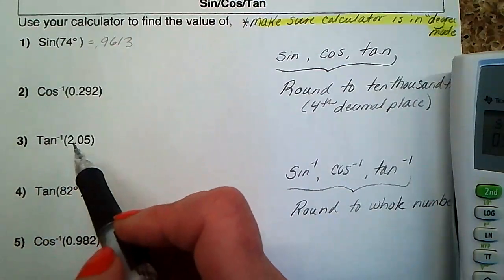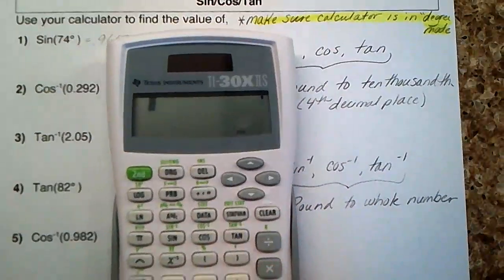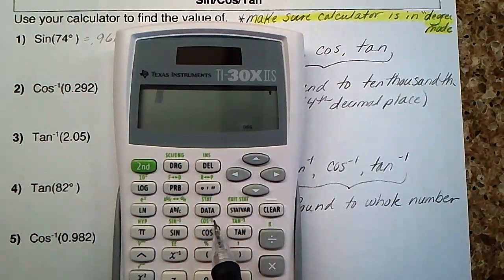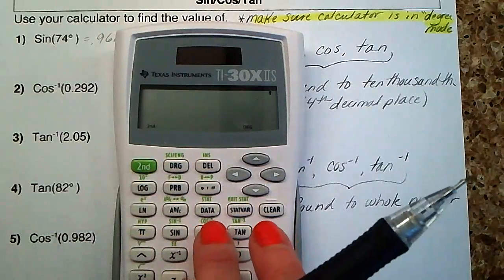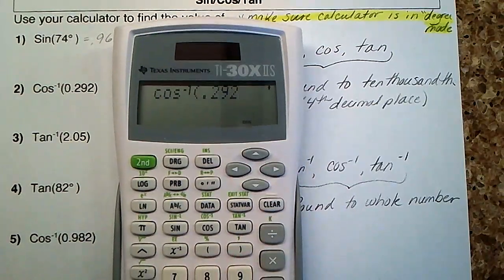Now, the next two are a little bit different. Okay, so for these, you're going to need to do something a little different on your calculator. If you take a look at your calculator here, you have an option with the cosine to the -1 up top. We're going to hit second and then cosine, and that will come up for you. Then we can type in 0.292, and you see there that this big long number comes up.